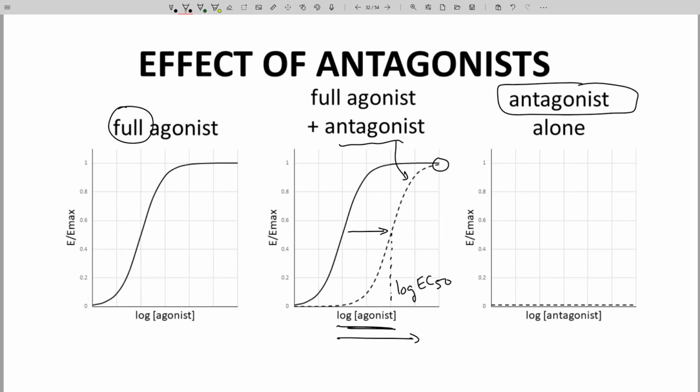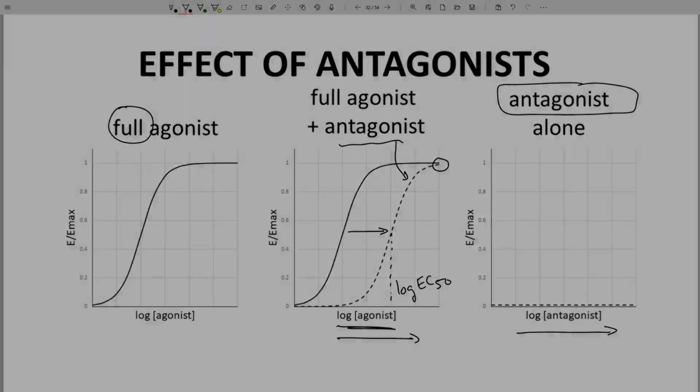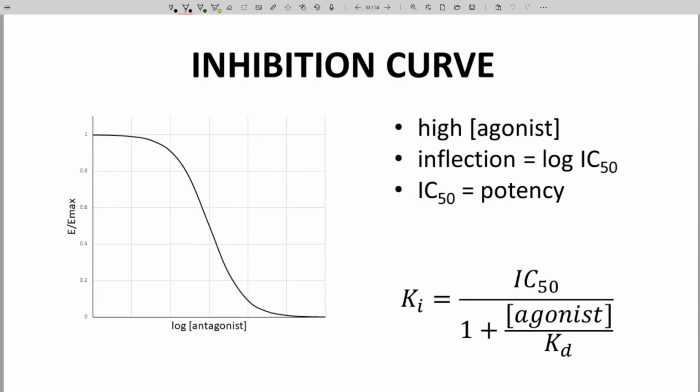Note that no matter how high the antagonist concentration gets, there is no response. Antagonists are often used as drugs. How do we measure the potency of an antagonist? Well, we take a receptor with a lot of agonist so that the response already at the far left is maxed out at 1.0 or 100%.